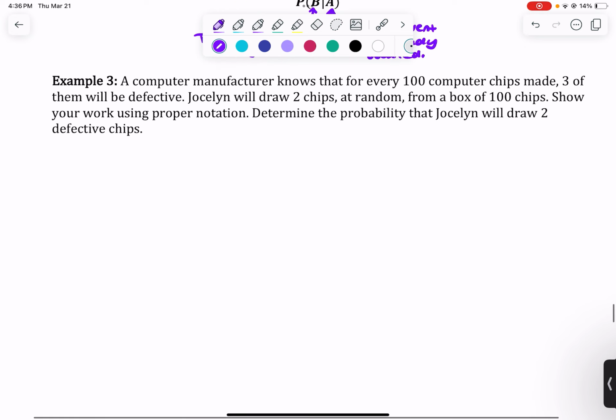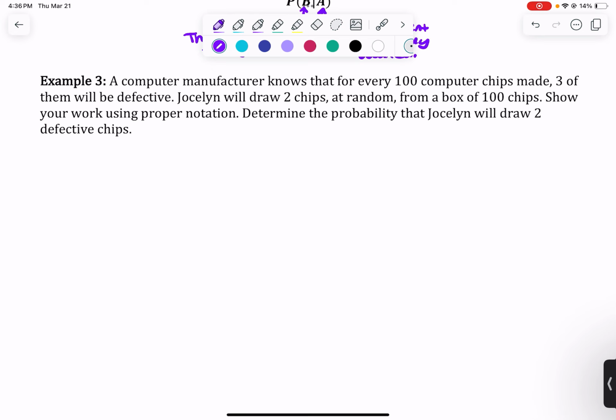Okay, these events are dependent because there's nothing that says that Jocelyn's putting the chips back into the box after she's done. But also, it doesn't make sense that she would, right? Unless we're just trying to see what we get and putting it back, maybe like one of those carnival duck games. But realistically, there's no information telling us that she would put those things back. So we're taking a look at dependent events.